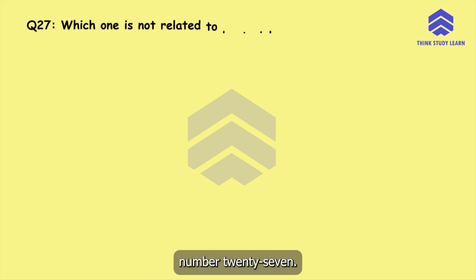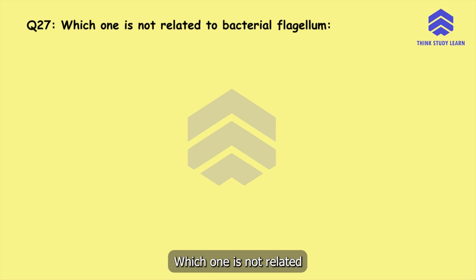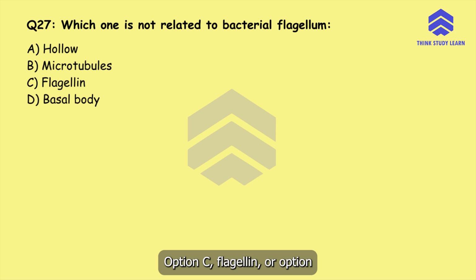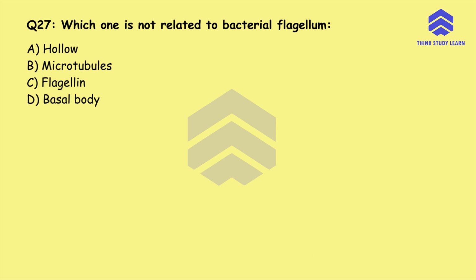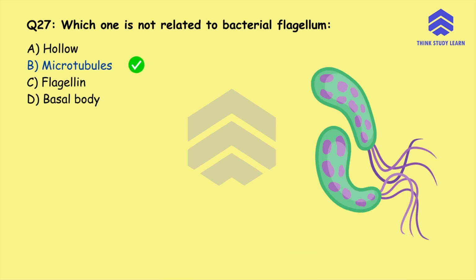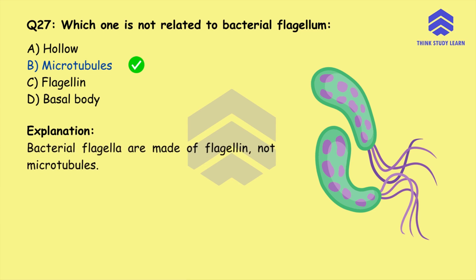Question number 27. Which one is not related to bacterial flagellum? Option A, hollow, option B, microtubules, option C, flagellin, or option D, basal body. The correct answer is option B, microtubules. Bacterial flagella are made of flagellin, not microtubules.